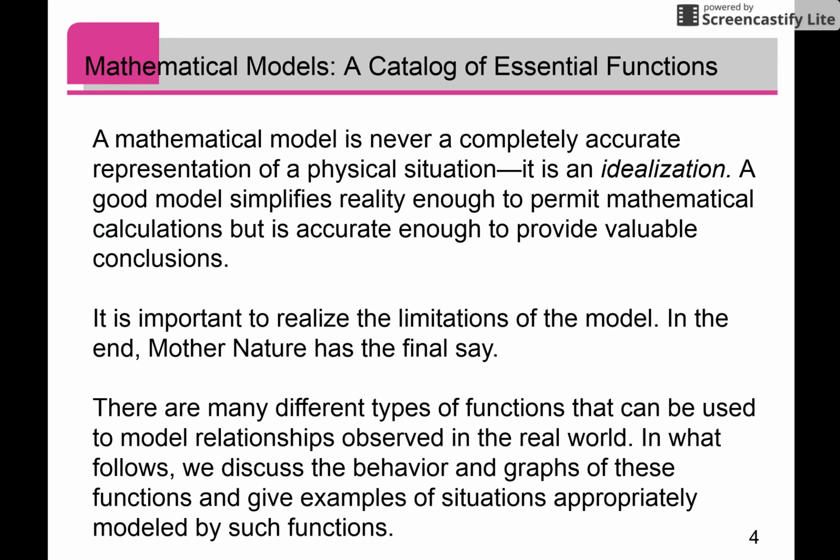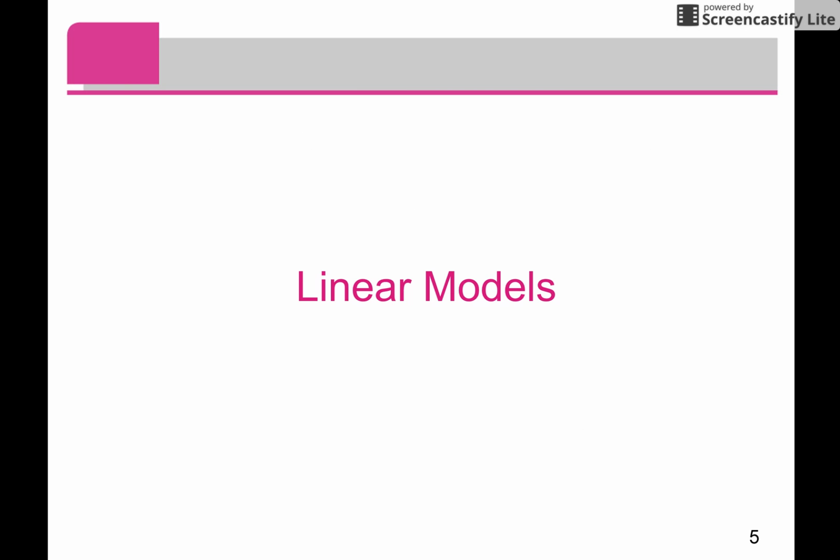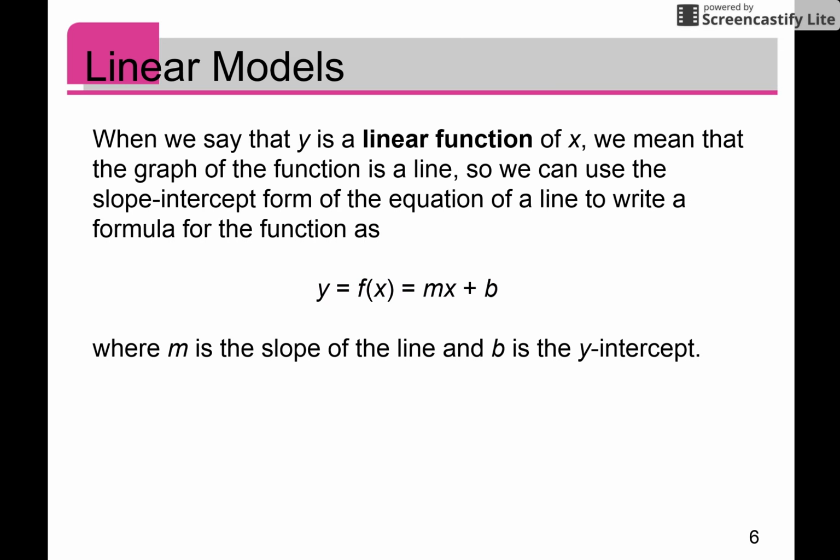And again, this is just a model of real-world behavior. It won't reflect exactly what's going to happen, but we can use the different models to make reasonable predictions. So the first type of modeling that we can do is linear modeling. We want to do this whenever we are increasing at a constant rate.